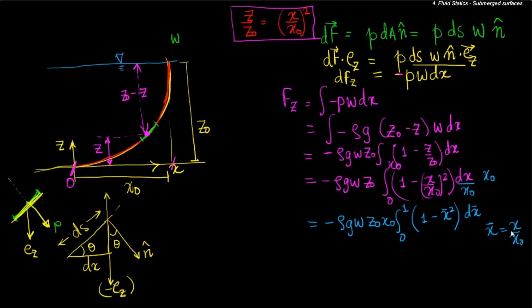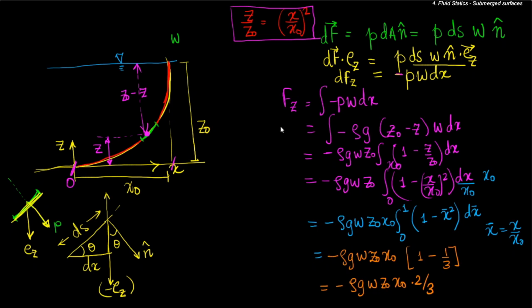It's very easy to see this transformation, and thus this becomes minus rho g W Z naught X naught. So this will become equal to 1 minus 1/3. You can do this calculation at your own pace, and essentially this becomes minus rho g W Z naught X naught times 2 upon 3. So this is the expression for the force in the z direction.